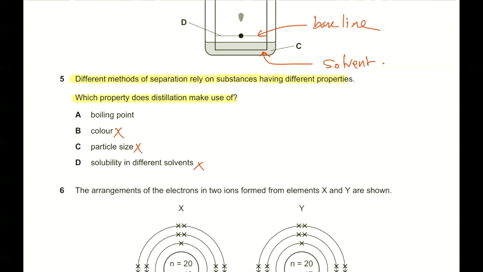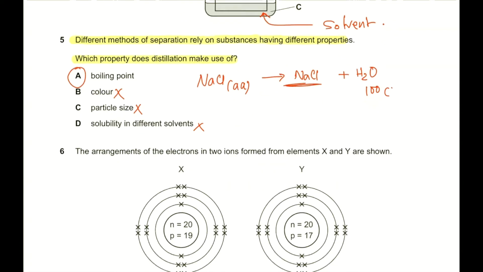For example, let's say we have NaCl aqueous. So we have two things in here, NaCl and H2O. H2O boils at 100 degrees Celsius. And sodium chloride boils at a much higher temperature than 100 degrees Celsius. So definitely water will boil off. All right. So A is the correct answer.